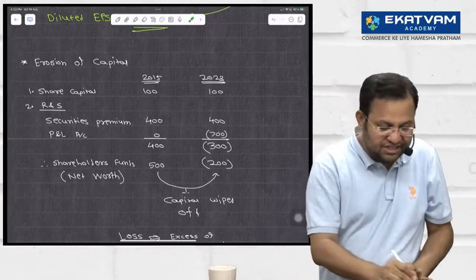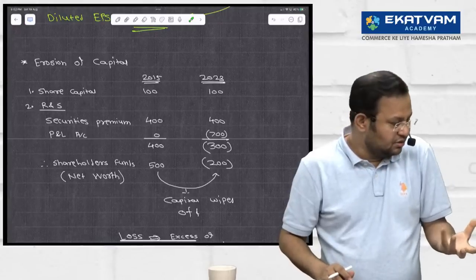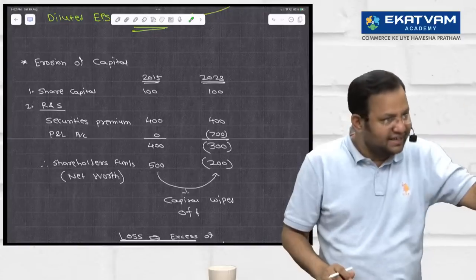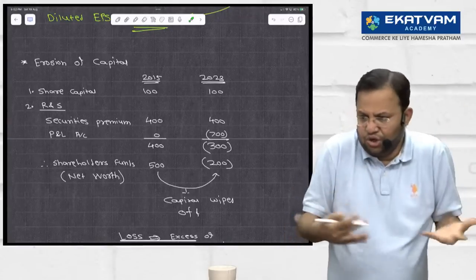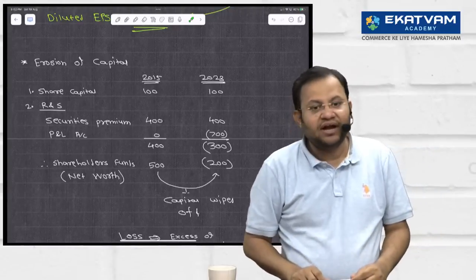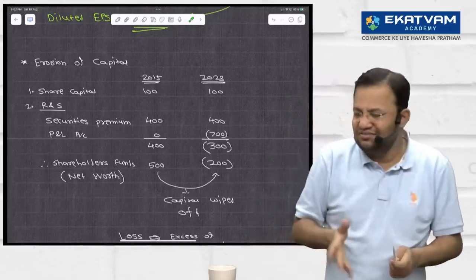Negative net worth means your capital is eroded. You have to do something. Either you have to introduce additional capital or take a debt or try to resolve your business. Otherwise, lenders can go to the court and file a case for winding up in case there is no scope of recovery. What action will be taken in real life?